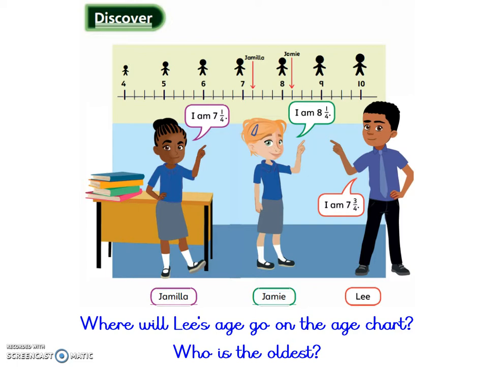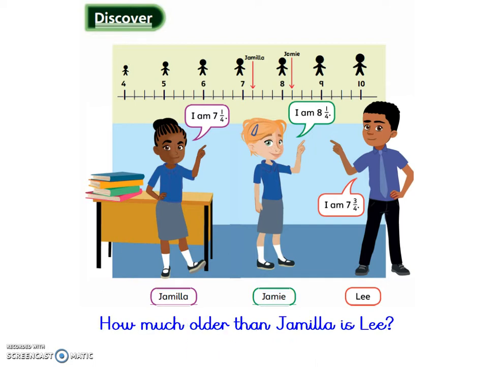And once you've done that, we can look at that chart and we'll be able to identify who is the oldest of the 3 children. And what is it about that number line that shows you that that person is older than another person? Once we've managed to label all 3 of them on the number line, our question for 1b is, how much older than Jamila is Lee? So this will be the idea that now you know where they are on the number line, we're going to be looking at counting on in those fractions between one person and another to find out how much older one is than the other.